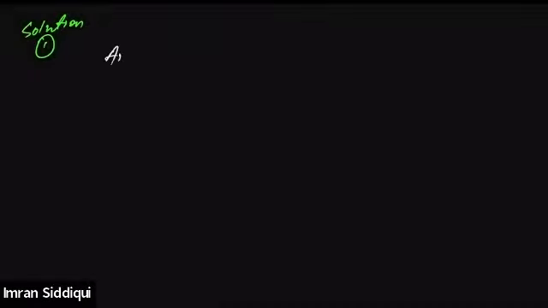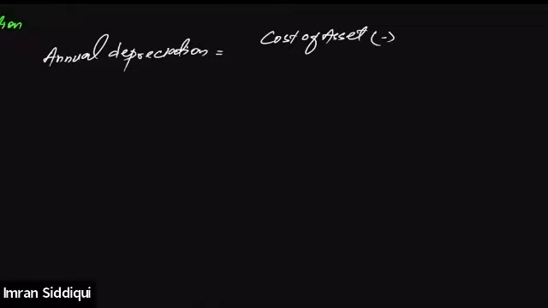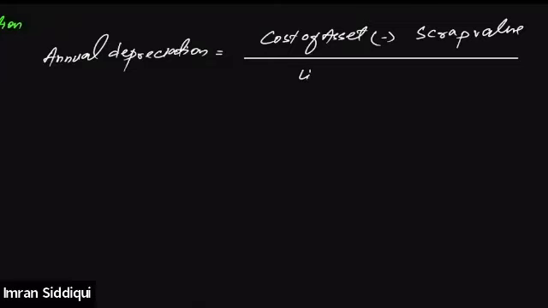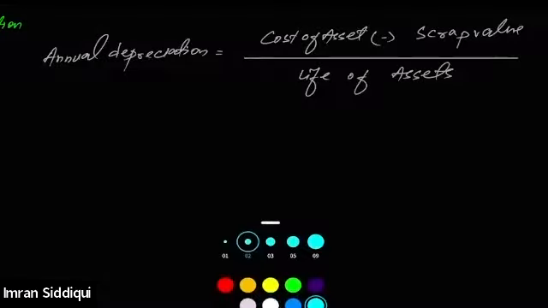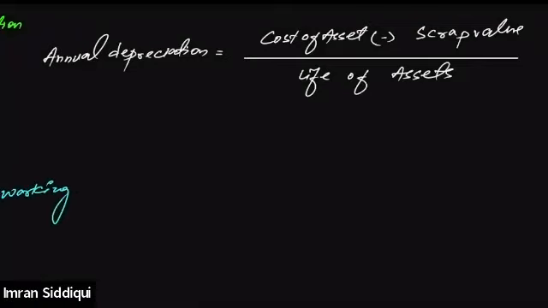Since we need to find out the annual depreciation, we'll apply this formula. Annual depreciation equals cost of asset minus scrap value, divided by life of asset. Now, we'll put the value here, but first let's prepare a working note. First of all, we'll find out the cost of asset, whether it is given in the question or not.